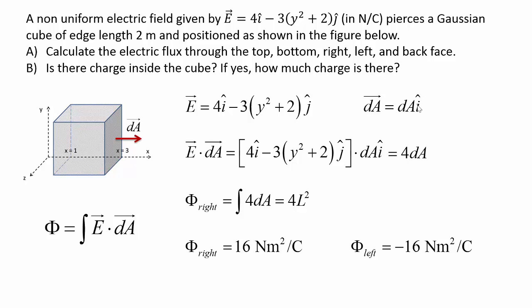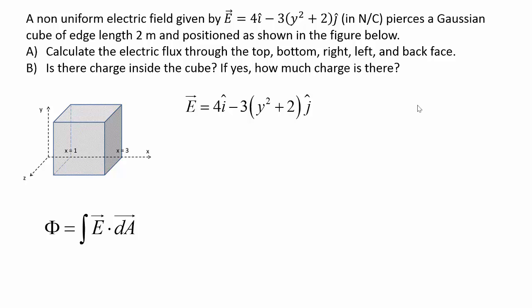How about the flux through the back face of the cube? Well, in that case, the area vector is oriented along the z-axis, but in the negative direction. Therefore, we can write that the area vector equals the magnitude of the area multiplied by minus k, which is the unit vector along the z-axis.